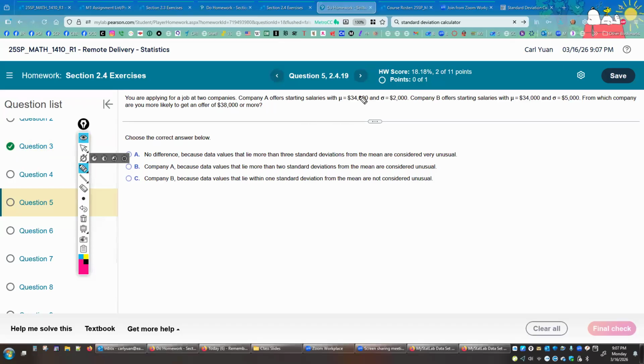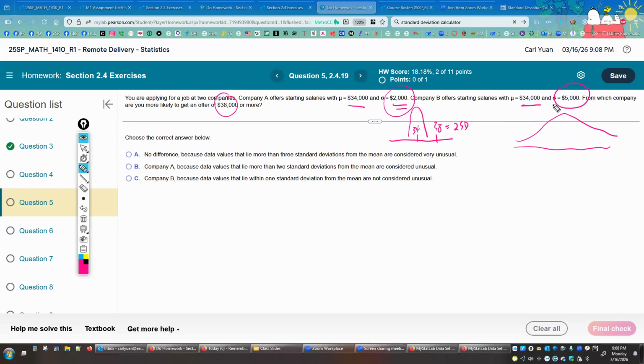Okay, so let's think about this. They both have the same center, all right? But one has a spread of 2,000, one has a spread of 5,000. So as you can imagine, a smaller spread and a larger spread. Which are you more likely to get? Since we haven't really touched this part yet, from 34,000 to 38,000, we are 4,000 away. So this is 34, and 38 is out here somewhere. With a $2,000 standard deviation, 38,000 is $4,000 away, which is two standard deviation units.